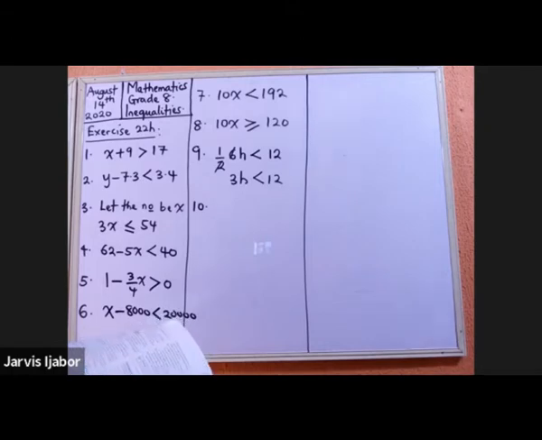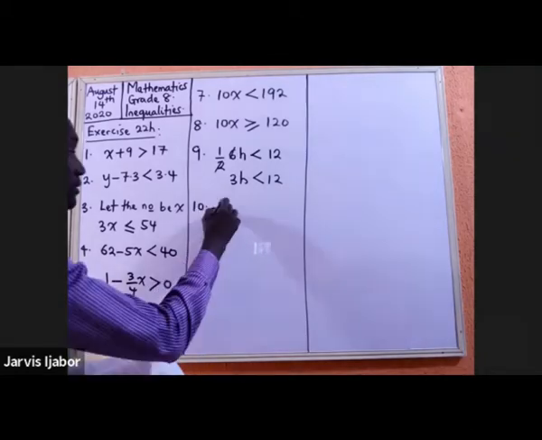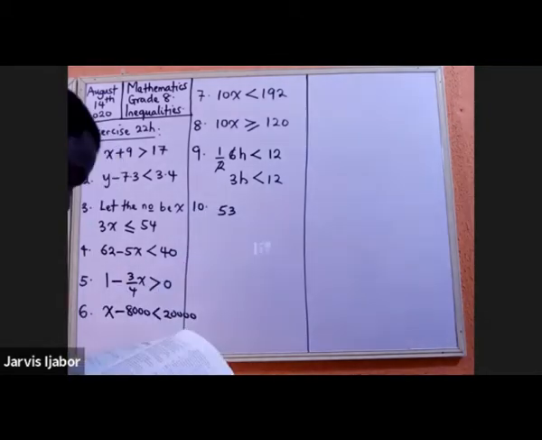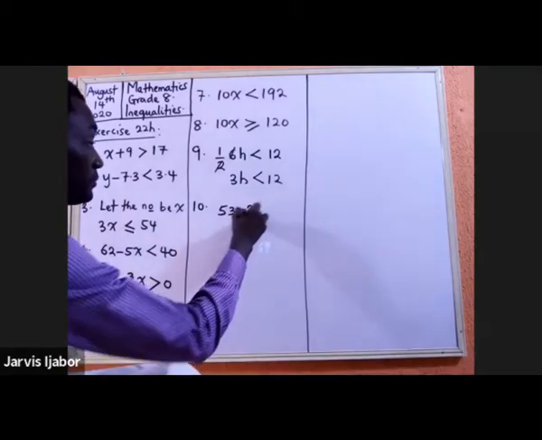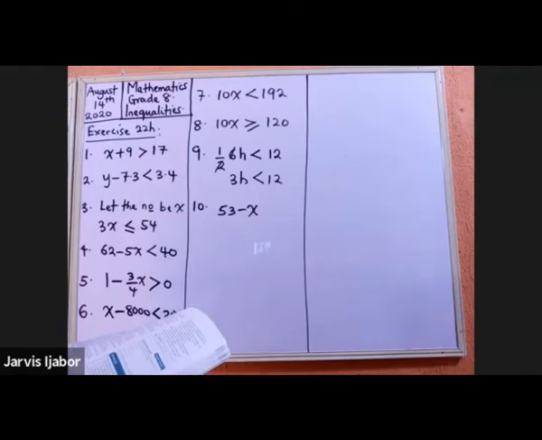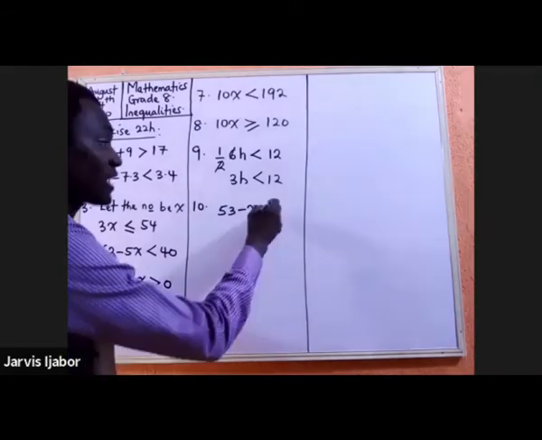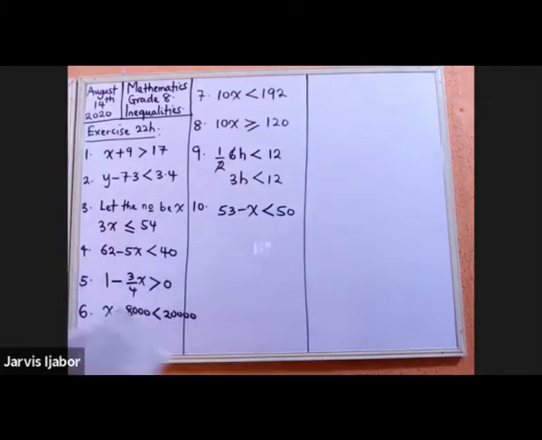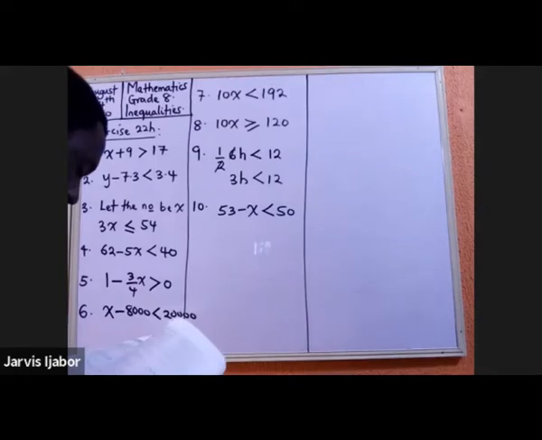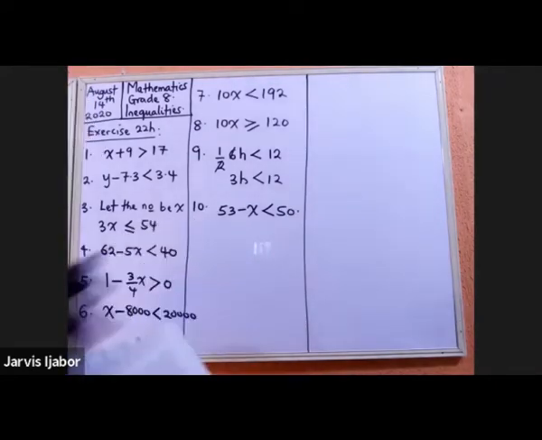Last month, a woman had a body mass of 53 kg, all right? She reduced this by x kg, so that she is now below. That means her weight is now less than what? 50. Her weight will be less than 50 kg. All right, so start solving these ones.